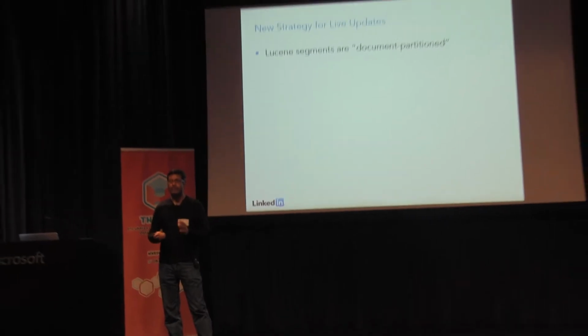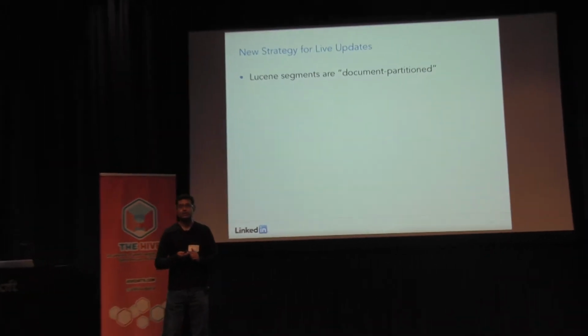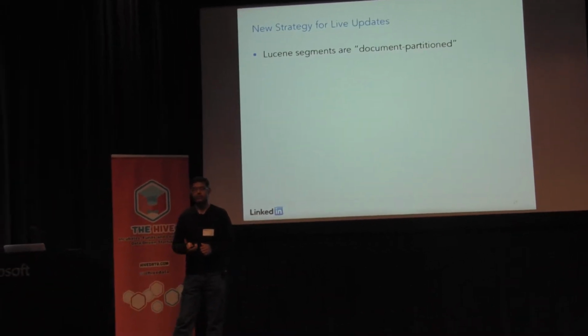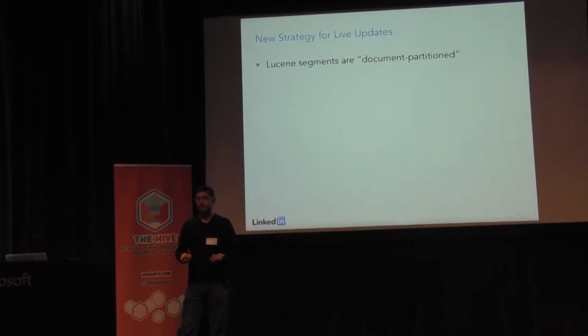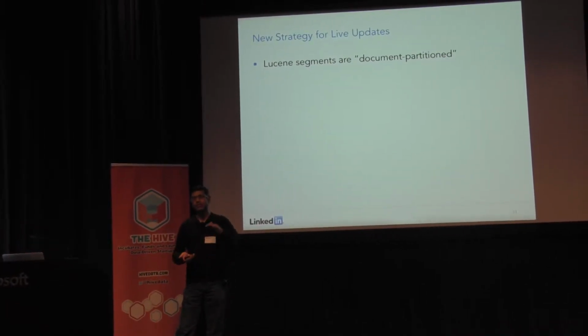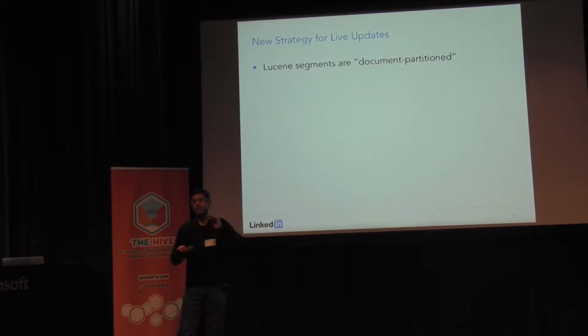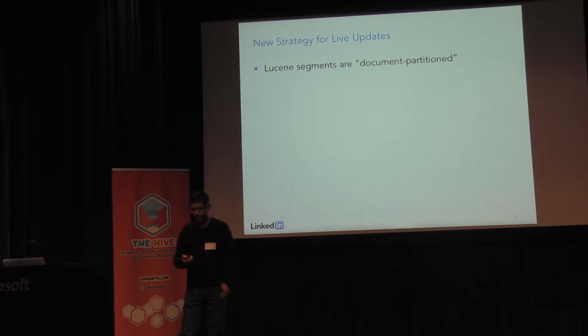Okay, live updates. As I said, one of our very big problems is that Lucene forces us to update an entire document at a time. Lucene segments are document partitions. Lucene has this concept of segments, so it takes the index and breaks it up into things called segments. Each segment contains a subset of the documents. But everything about a document is in a single segment.